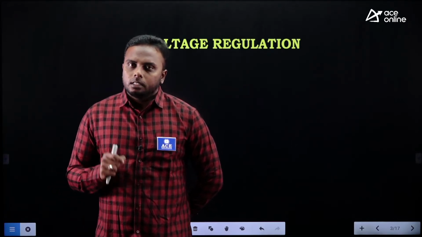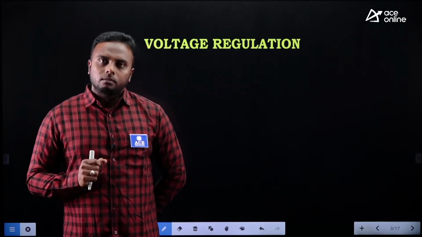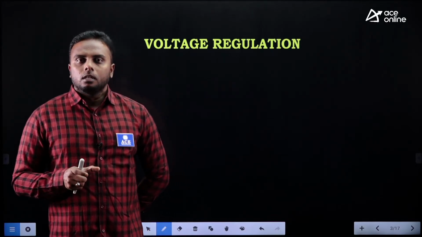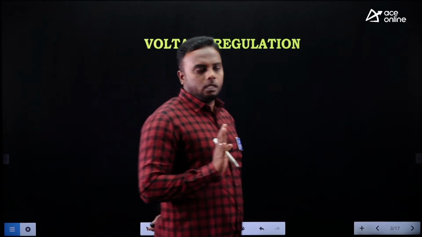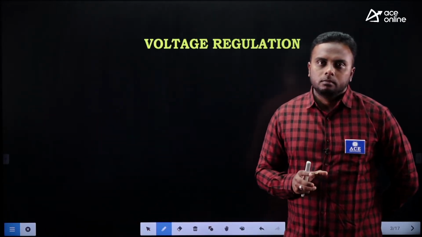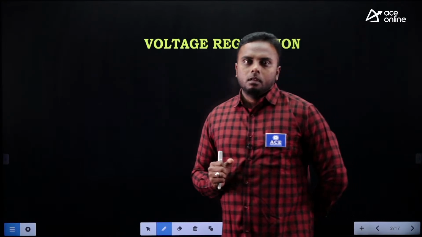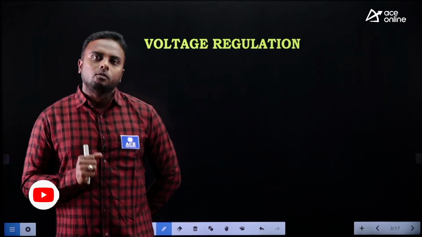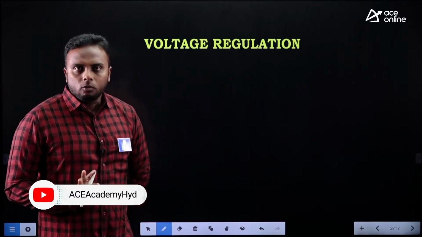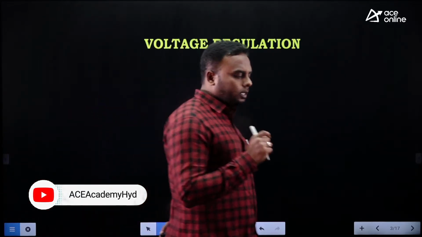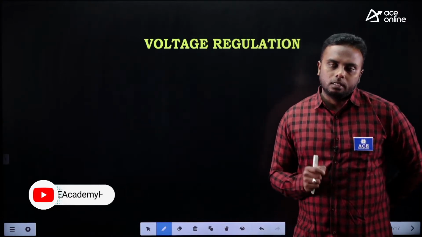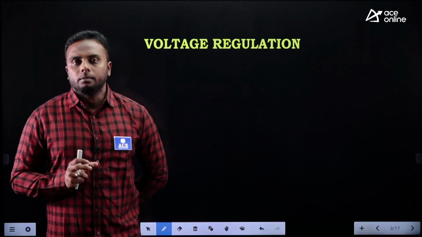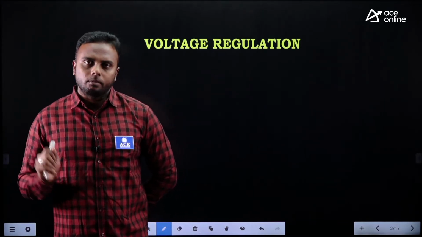So voltage regulation is simply the voltage drop in the device. That may be a generator, a transformer, anything. It is just the voltage drop in the device. How much voltage will drop for a particular load? Is it less voltage drop or more voltage drop? Less voltage drop is required. Can you avoid the voltage drop totally? No, definitely the voltage drop will be there. But how much is it? As much as possible, the voltage drop should be minimum. So we don't want maximum regulation.